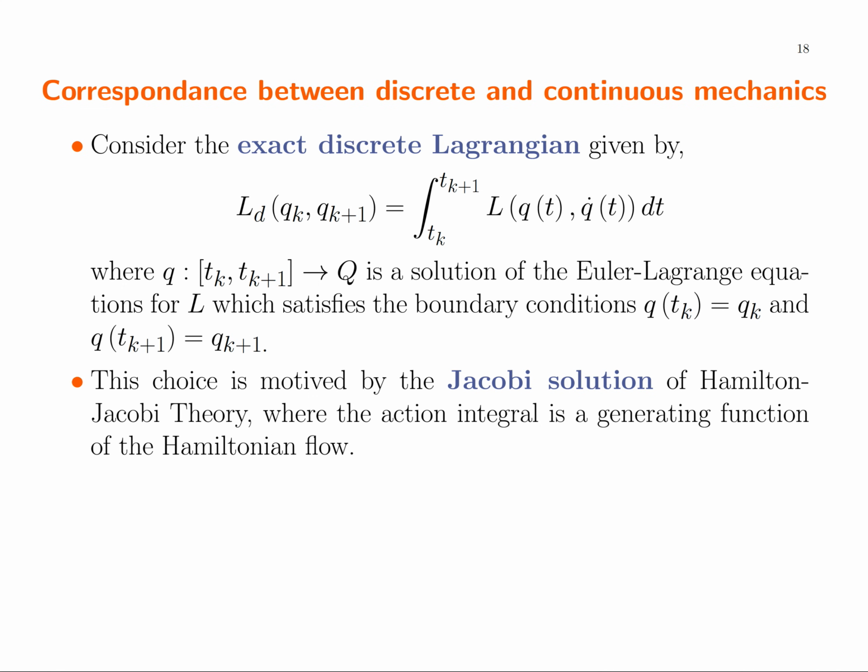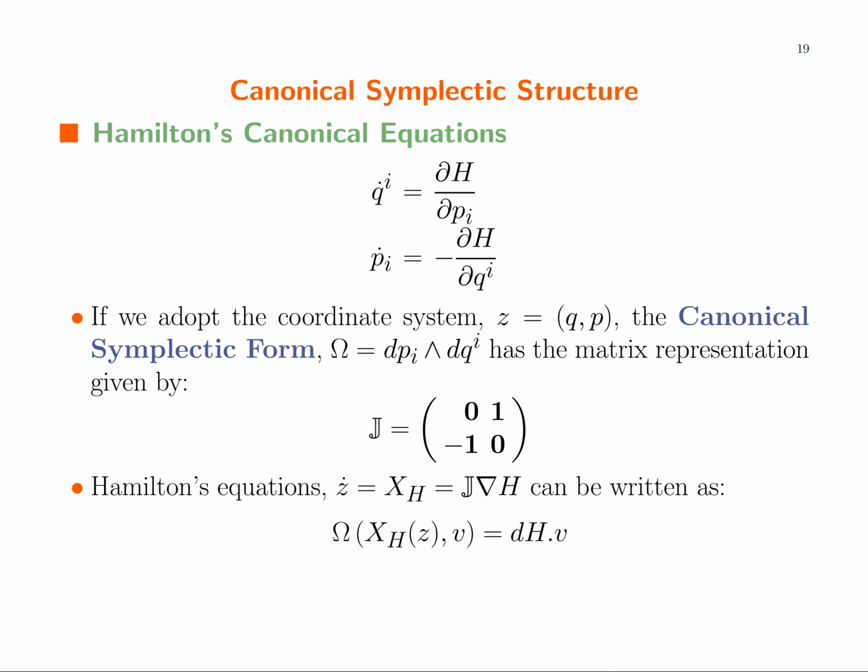But nevertheless, this object exists, and this choice is related to what is called Jacobi's solution of the Hamilton-Jacobi equation. And essentially what happens then is that this is a generating function of the exact solution flow. Okay, so there exists, if you will, an exact discrete Lagrangian, which if you were to plug it into the discrete Lagrange equations, would give you the exact time h flow map of the original Lagrangian system or Hamiltonian system. So you might ask, what exactly is symplecticity?